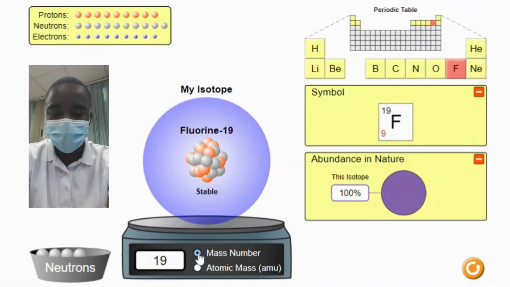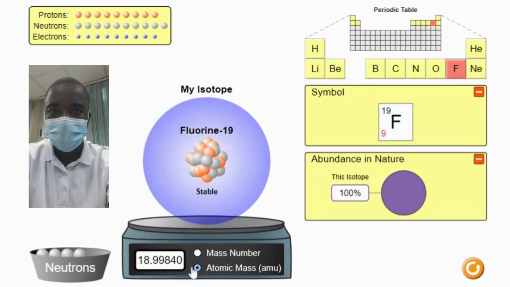The simulation allows students to compare their mixtures of isotopes to actual isotopic compositions. By comparing their mixtures to the actual isotopic compositions of elements, students can observe how the relative abundance of isotopes in nature affects the average atomic mass of the elements. This feature helps students understand the relationship between isotopic composition and average atomic mass in real-world contexts.